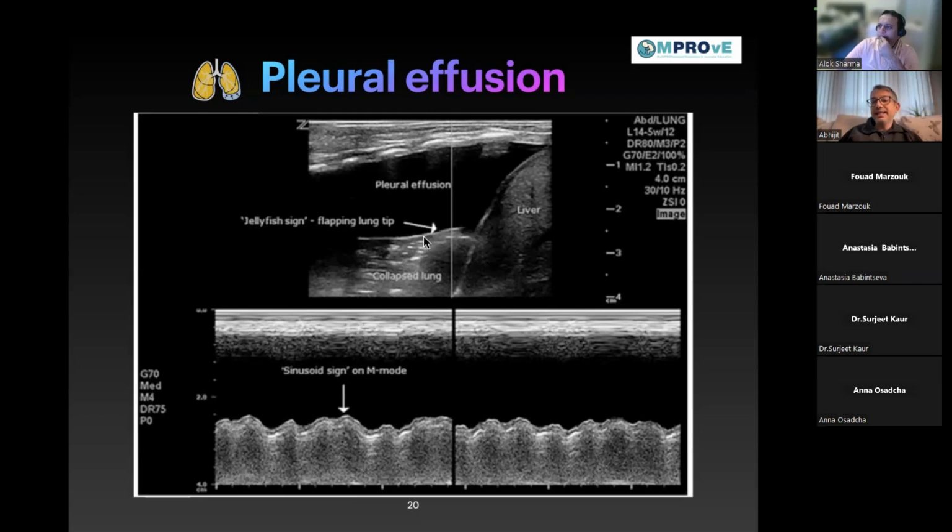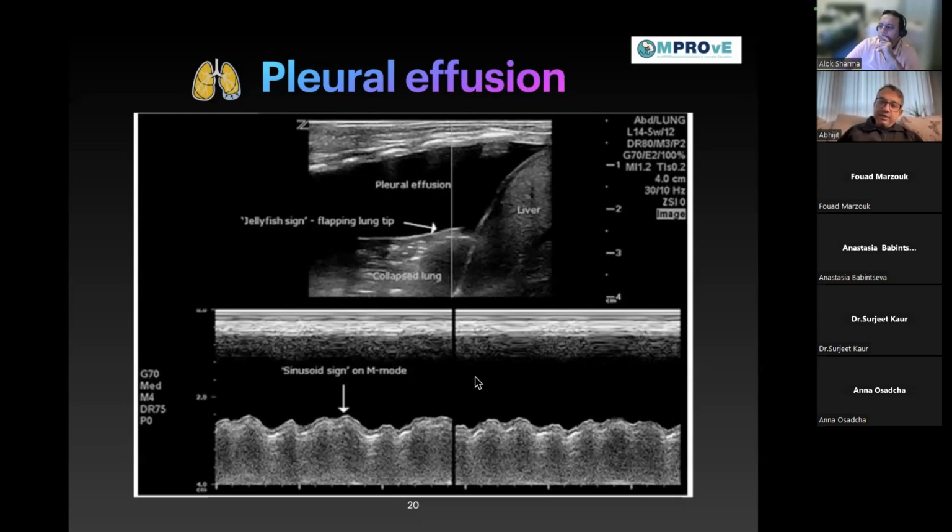So this in and out movement, when you try to interrogate that area with the M mode, you will get a sinusoidal pattern. Yeah. So lung moving in, pick, lung moving out, draw. Yeah, so in and out. So that's what gives you the sinusoidal pattern. Okay, so you see a big pleural effusion, you interrogate that area with the M mode, and you're going to get this sinusoidal sign.